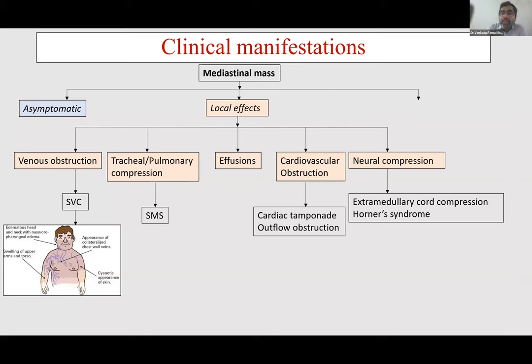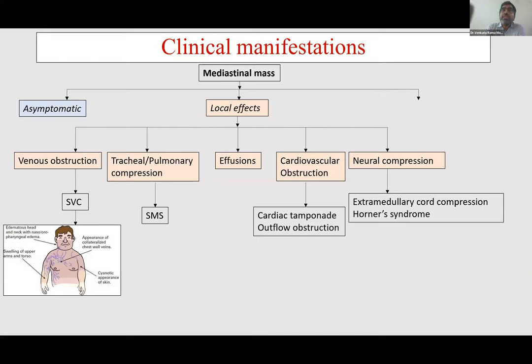Then the second set of symptoms includes the airway compression symptoms. Airway compression is classically seen in anterior mediastinal masses, where this sign is better elicited when you ask the history, where the child, if it's an older child, can say that while he lies down, he starts coughing or he feels extremely uncomfortable.